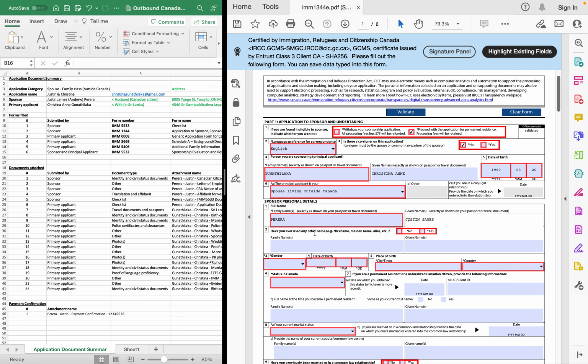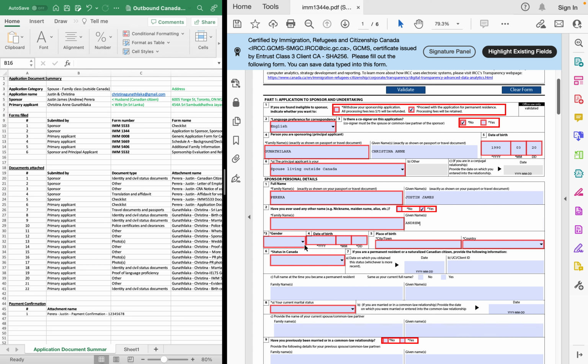Have you ever used any other names? So this is where the Andrew part comes in. Say this person actually has a very long name. Justin James Andrew Pereira is actually that person's name. But when doing the citizenship certificate as well as the passport, this person did not include the Andrew part. Now over here, in such instances, have you ever used any other names, nickname, maiden name, etc.? Then I say yes. Since this is not a surname, rather I use it as a given name, it's going to be Andrew.